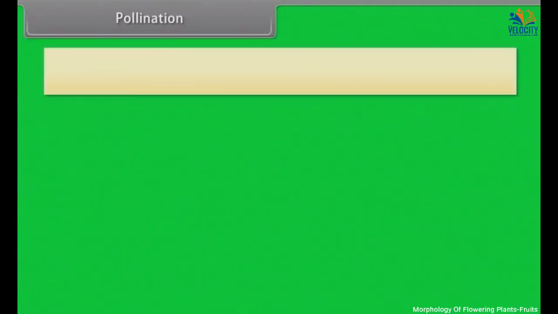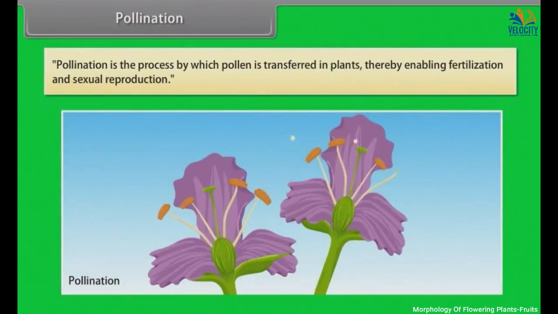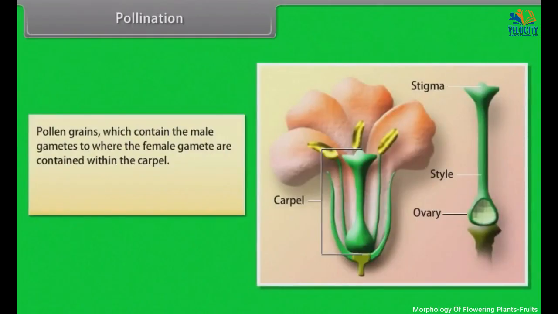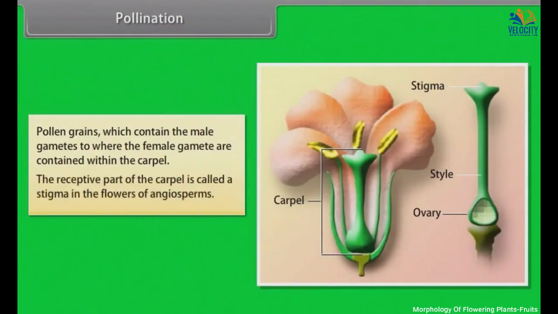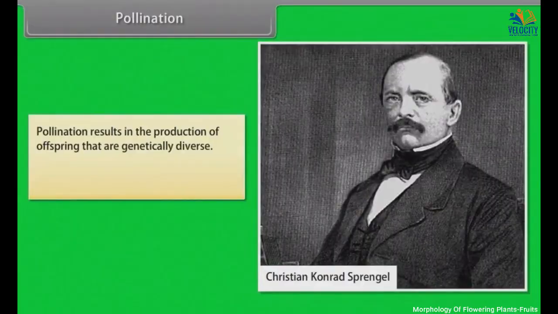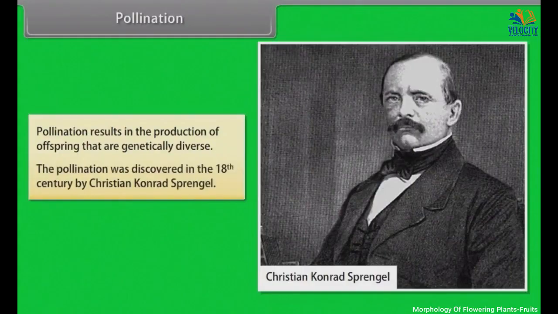Pollination. Pollination is the process by which pollen is transferred in plants, thereby enabling fertilization and sexual reproduction. Pollen grains, which contain the male gametes, are transferred to where the female gametes are contained within the carpel. The receptive part of the carpel is called a stigma in the flowers of angiosperms. Pollination results in the production of offspring that are genetically diverse. Pollination was discovered in the 18th century by Christian Conrad Sprengel.